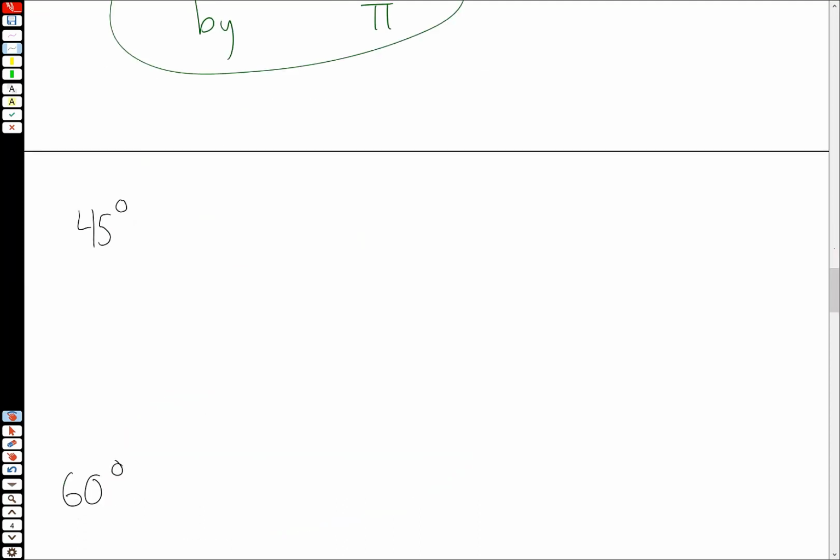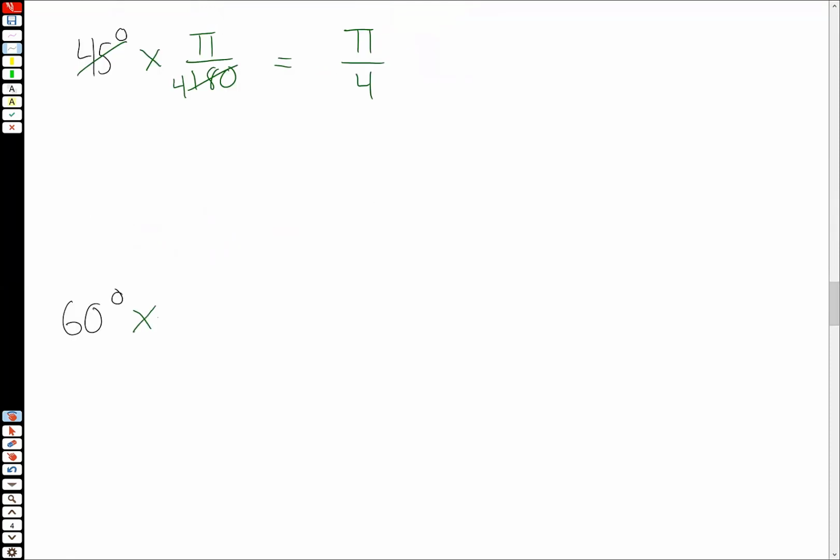All right, so let's look at some examples. So for instance, let's say we're starting with 45 degrees. If I want to convert this to radians, I'm going to multiply by pi over 180. Okay, and let's simplify that as much as possible. Notice that 45 goes into 180 4 times. So we would be left with pi over 4 in this case. 60 degrees, let's say we want to convert this to radians. Again, we're going to do the same thing. Multiply by pi over 180. Now 60 goes into 180 3 times, so we would be left with pi over 3 in this case.